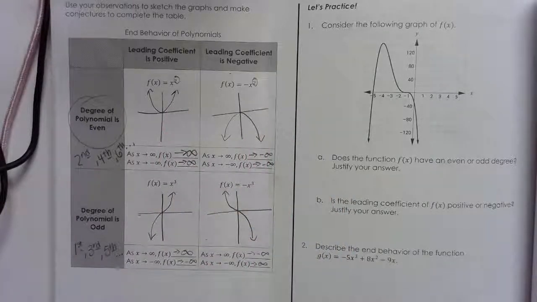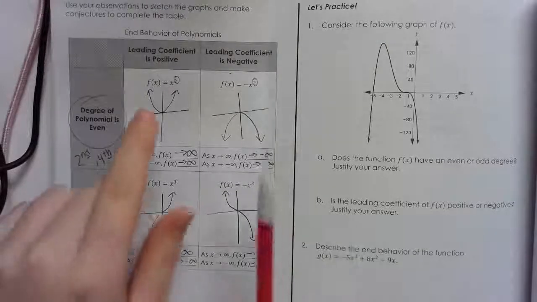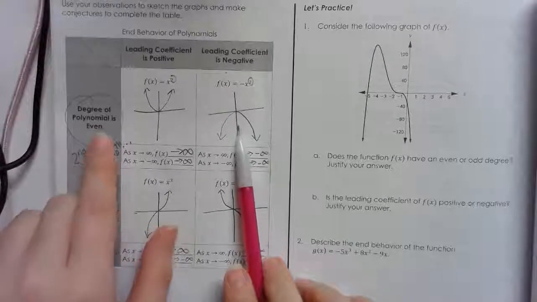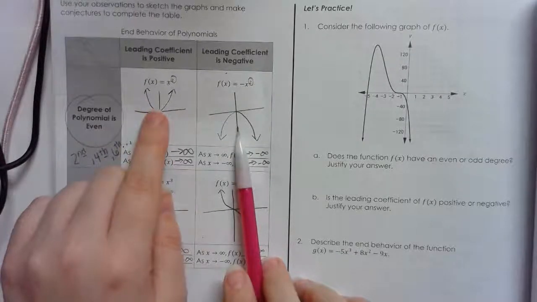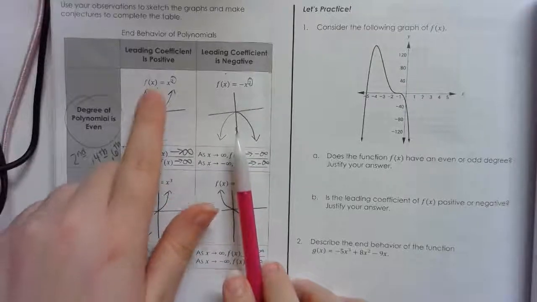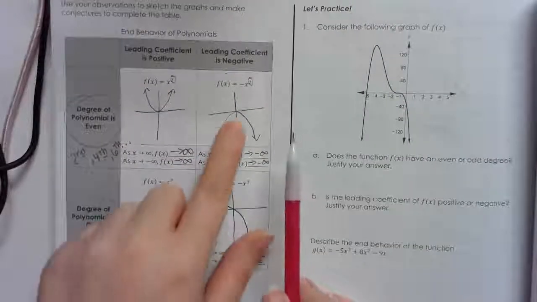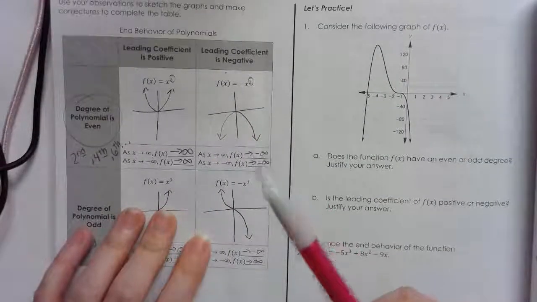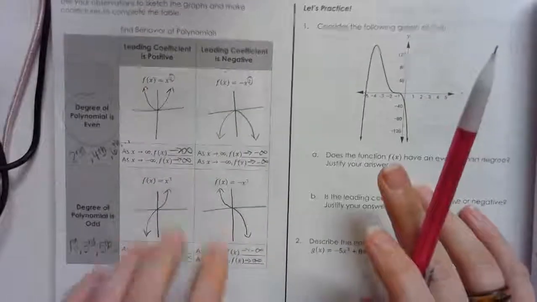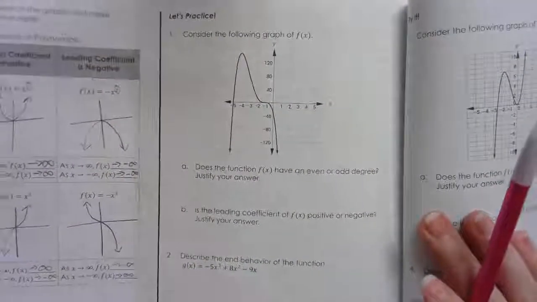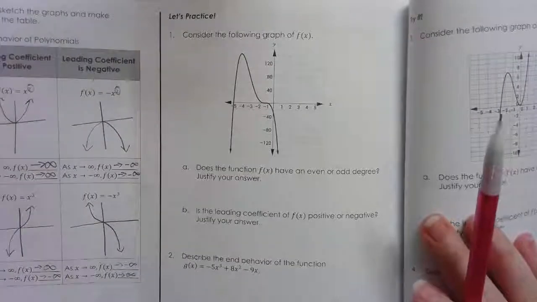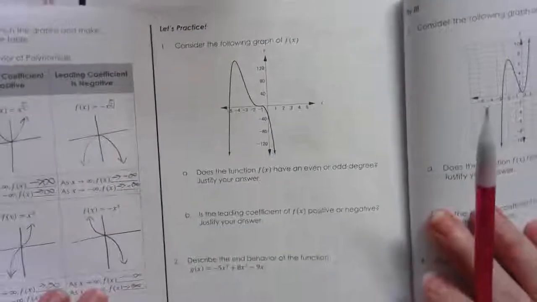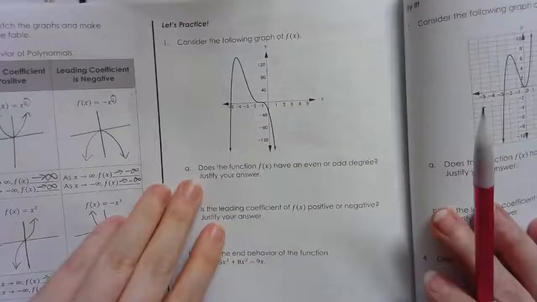Now remember that the leading coefficient being positive or negative for a quadratic or an even polynomial is pretty easy to see because of the way it opens up. If it opens upward, it's a positive leading coefficient. If it opens downward, it's a negative leading coefficient. Now my odd polynomials are a little different, but we will discuss those as we go. So let's practice. Consider the following graph of f of x. Does the function have an even or odd degree? So let's talk about that.